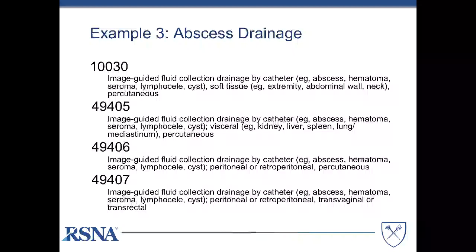The first is for a soft tissue abscess drainage. You can identify that one at the top by its placement in the 10,000 series integument and soft tissue surgery section of CPT. It's used for imaging-guided drainage of any soft tissue collection, such as in an extremity or an abdominal wall or in the neck, and applies to not only abscesses but also hematomas, seromas, or any other fluid collection. The next 3 are in the gastrointestinal surgical section of CPT, the 40,000 series of codes.